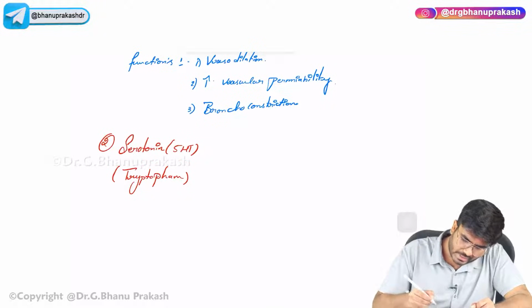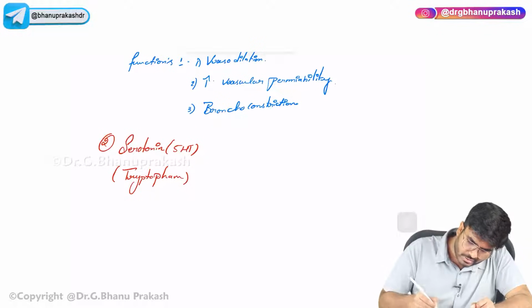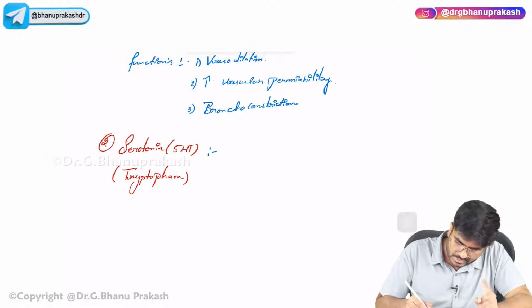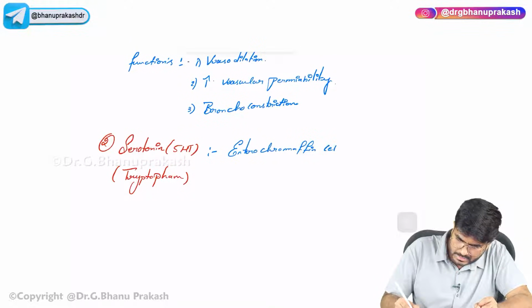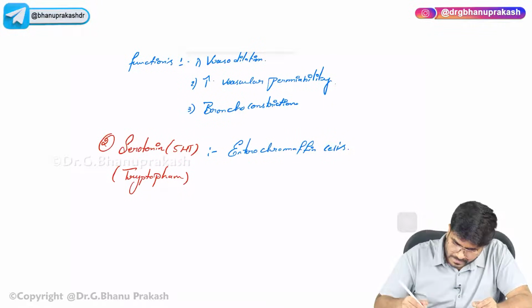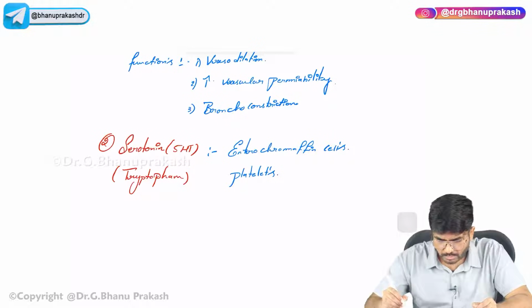Who produces this serotonin in the body? The first major source of serotonin is enterochromaffin cells. This is a major source of serotonin in the body, and platelets. Okay, platelets also produce serotonin.